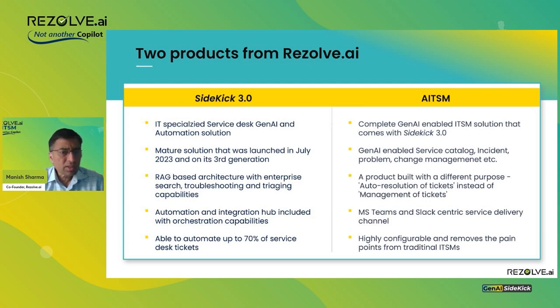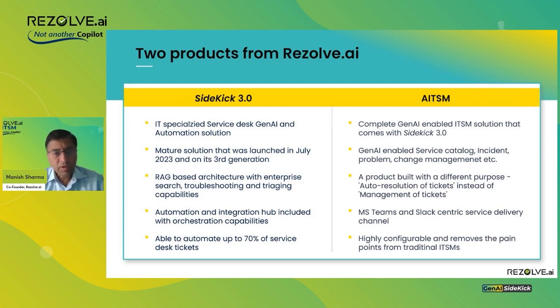We have two core products, essentially two configurations. There's a product called Sidekick 3.0 and there's a product called AITSM. Sidekick 3.0 essentially is a GenAI based enterprise search and bot virtual support agent plus an automation engine, right? Both of those are integrated. As a part of this, we integrate with ServiceNow, we integrate with BMC, we integrate with larger products out there in the market, and we provide you a quick, specialized solution which can help you reduce your ticket volume and get you the efficiency gains and whatnot.